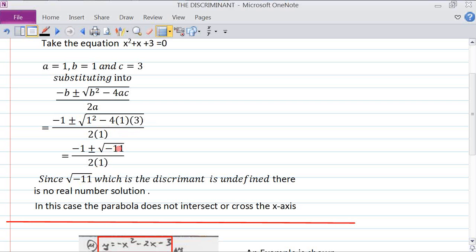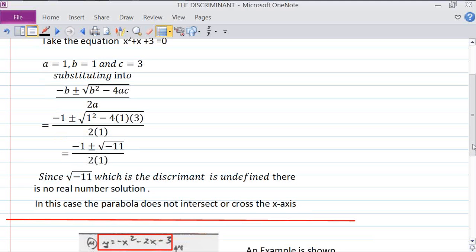We can't take the square root of a negative number. You can't and get a real number solution. It's undefined. So there's no real number solution. In this case, the parabola does not intersect or cross the x-axis. So that's what that means. If this is negative, the graph does not cross the x-axis.